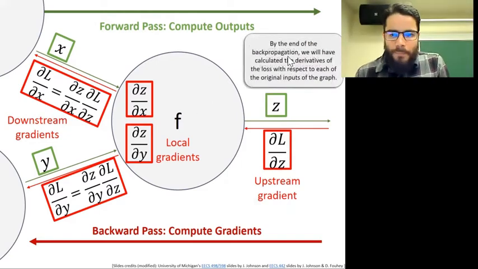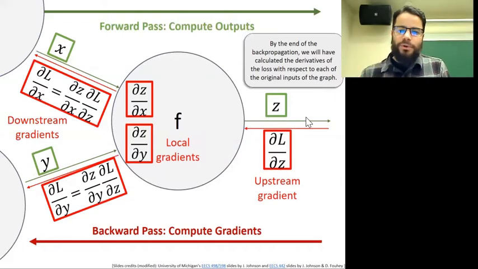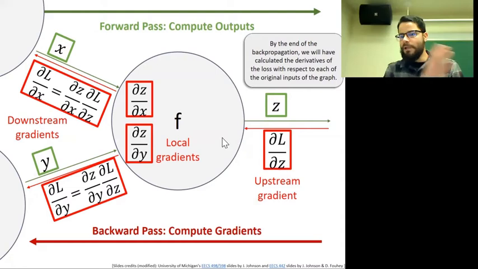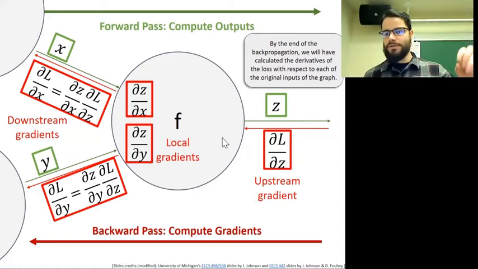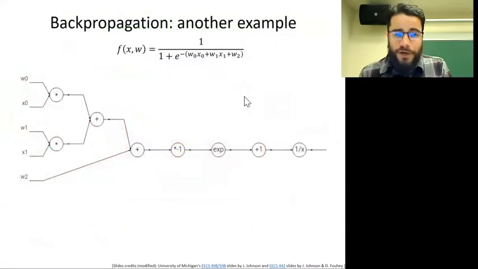Very good. So by the end of the backpropagation, we'll have calculated the derivatives of the loss with respect to each of the original inputs of the graph. So when you keep going right to left, you eventually will get to the beginning of the network where you have, as a result, the influence of each of the parameters with respect to the loss.